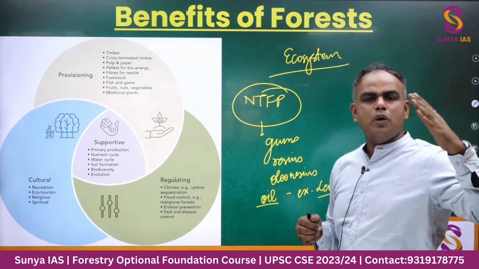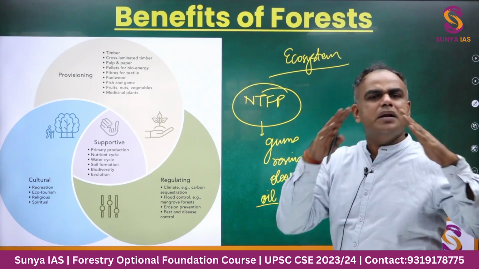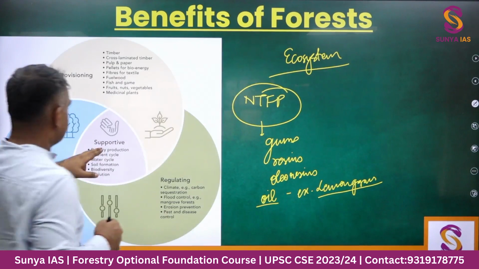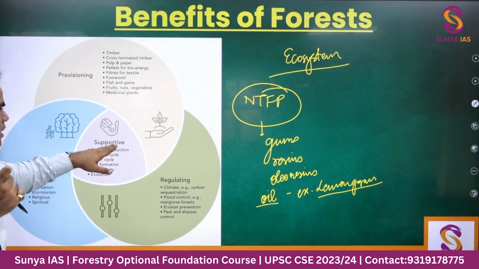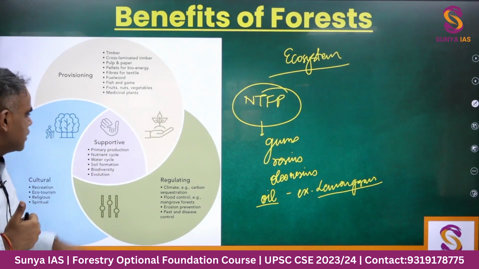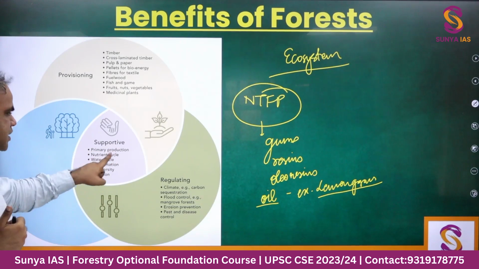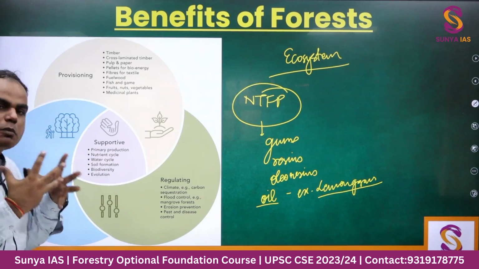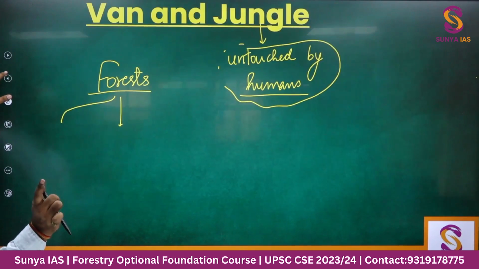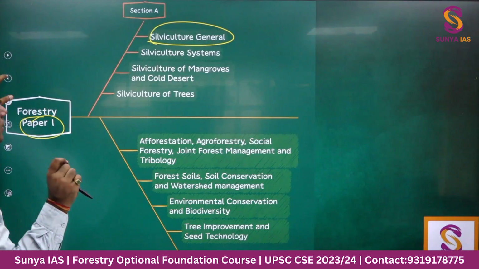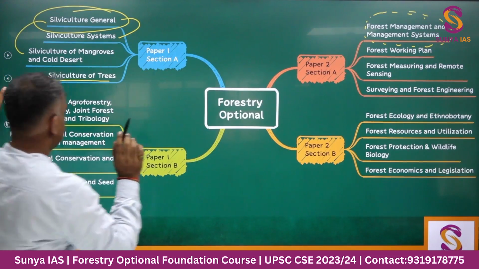Your environment you have read, there are gaseous cycles and sedimentary cycles. So supportive, it also talks about primary production, right? Because of photosynthesis, it will generate biomass. So one is primary production, nutrient cycles, water cycle, formation of soil. Now again, we will discuss soil formation and edaphic factors when I discuss paper 1B.